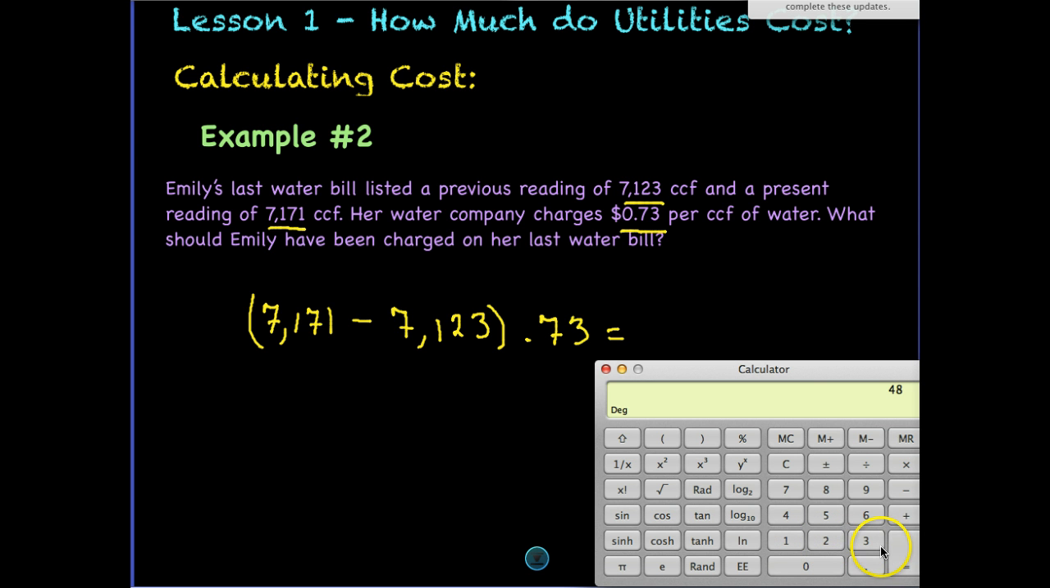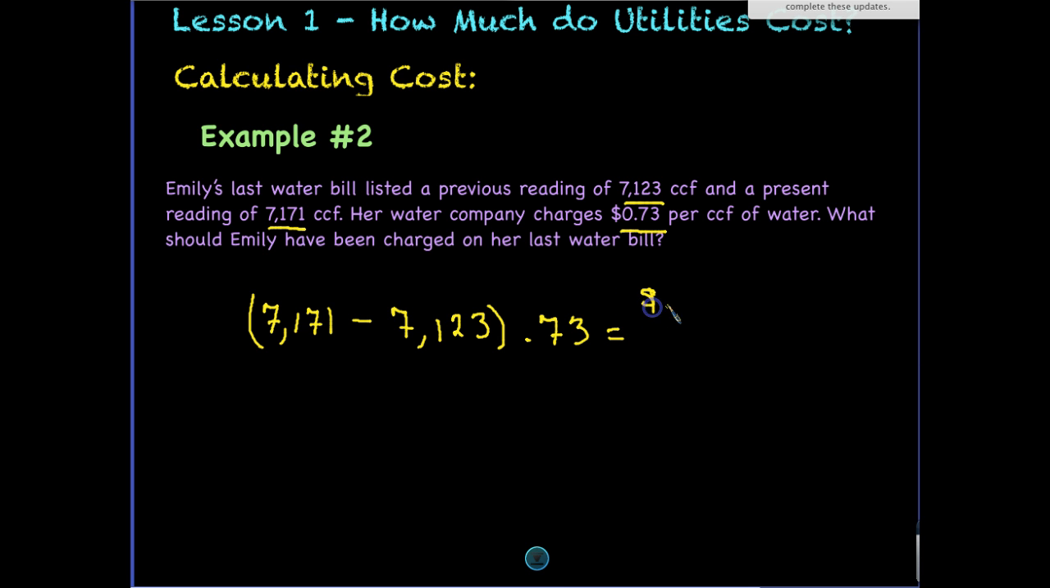So we find that difference is 48, and we multiply it by 0.73, 73 cents per cubic foot, then we find out that this month she will be charged $35.04 to use her water.